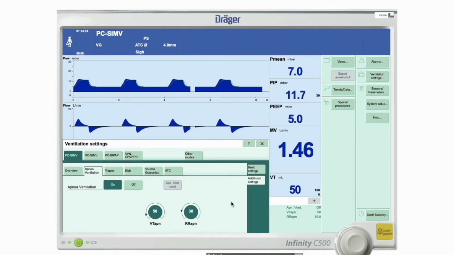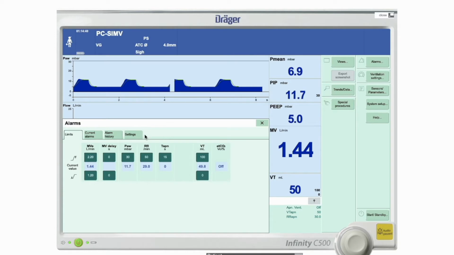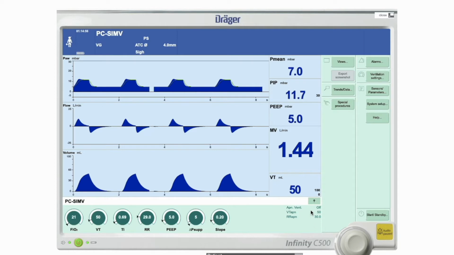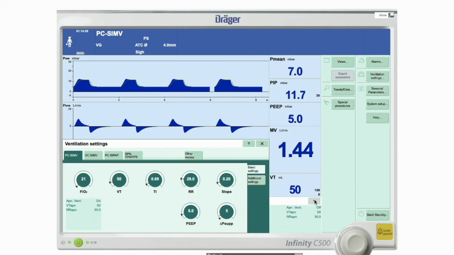So if this child became apneic, you would get a rate of 30 with a tidal volume of 50 mils. Now, how long does he need to be apneic for this to kick in? Well, that's set in the alarm limits. In the alarm limits you've set an apnea time of 15 seconds. So if this baby was on a very slow rate, and he didn't breathe for 15 seconds, then apnea ventilation would kick in. Don't believe me? Let's try it out. Let's just put him on pressure support where there's absolutely no rate at all and see what happens.